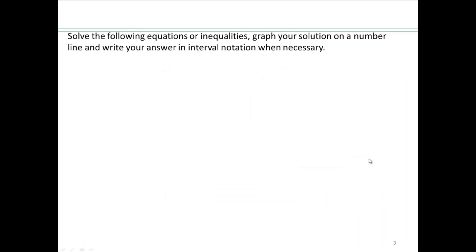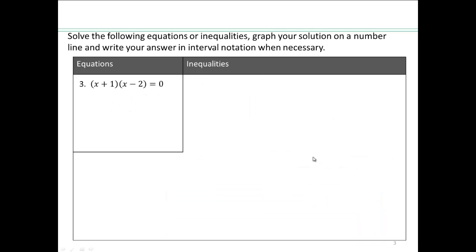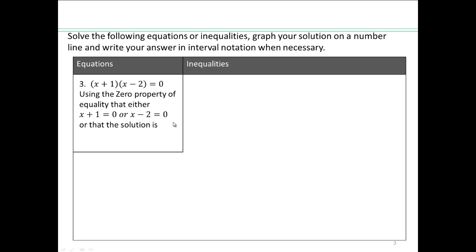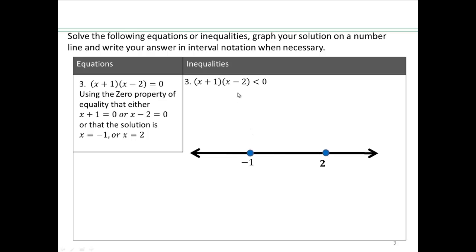All right, let's see now how you can solve this equation. Remember the zero property. If you have a product of two things equaling 0, the only way that's going to happen is either x plus 1 is 0 or x minus 2 is 0, giving you -1 or 2 as solutions to this equation.